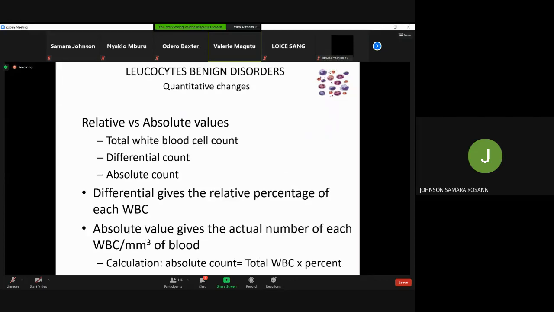So sometimes in the ward, someone will ask you what was the differential. It means that they don't just want to know the total white cell count. They want to know what contributed to that total, what the constituent counts were. How much were the neutrophils, what were the lymphocytes like, etc. And in that count, you can have an absolute count or a relative percentage.